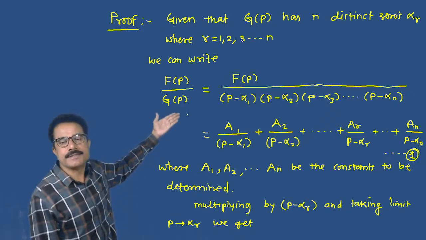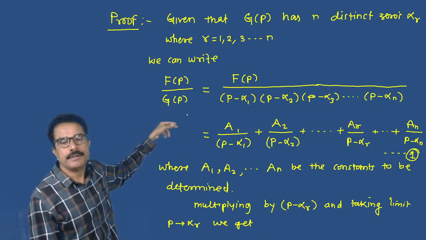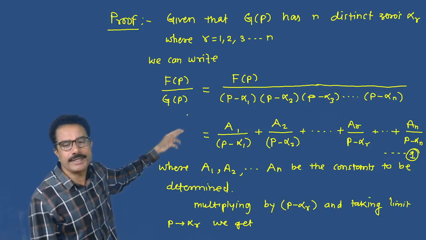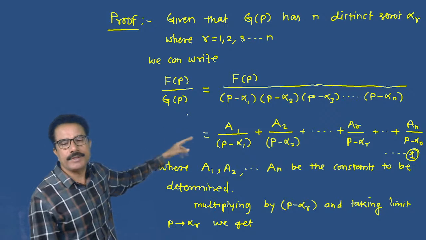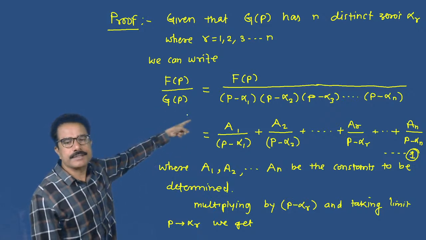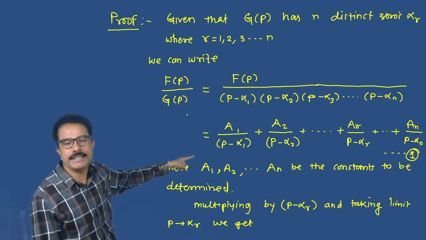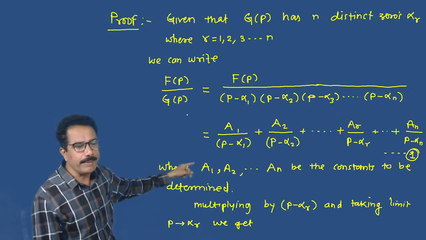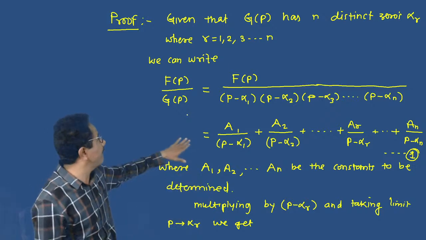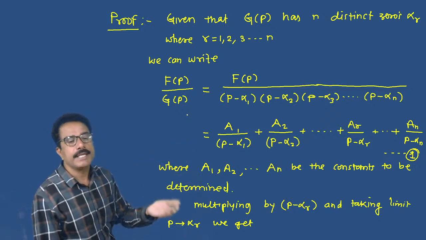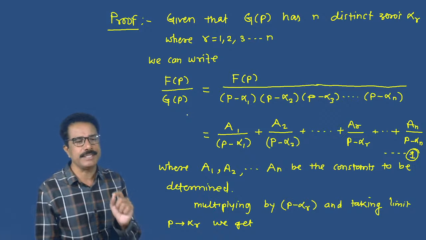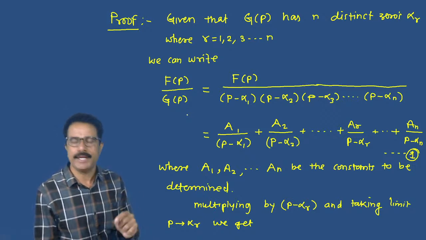So we can write this in partial fraction form. The denominator is in the linear product form. So we can write the first linear term a1 divided by p minus alpha 1 in the partial fraction form. This rational algebraic expression we can write as a1 divided by (p minus alpha 1) plus a2 divided by (p minus alpha 2) plus ... plus ar divided by (p minus alpha r) plus ... plus an divided by (p minus alpha n). So ar is the general term.